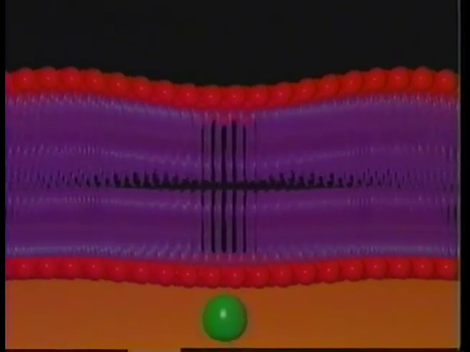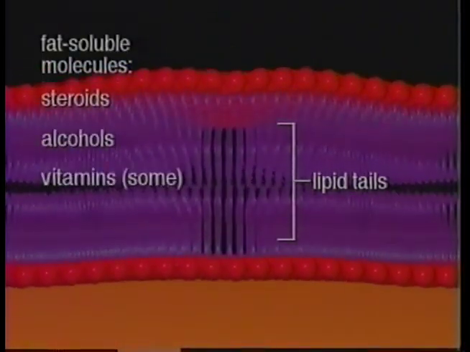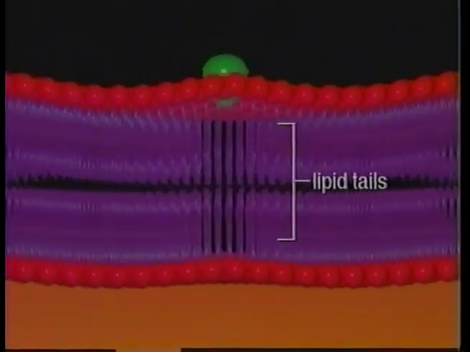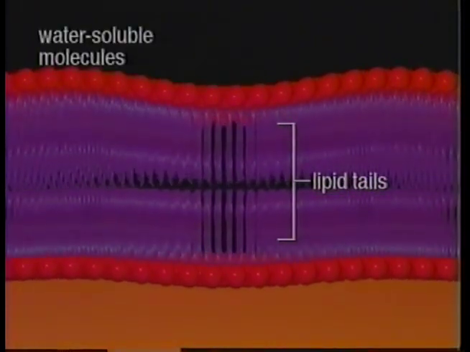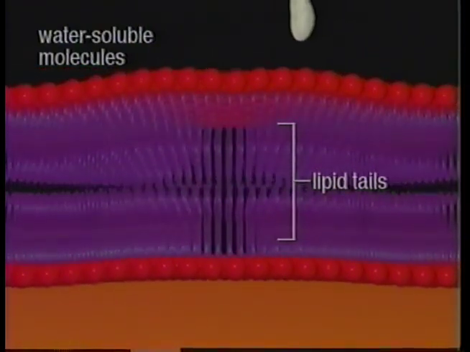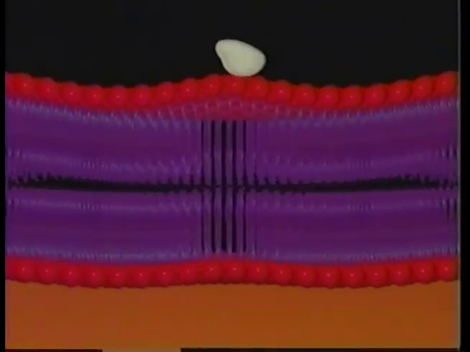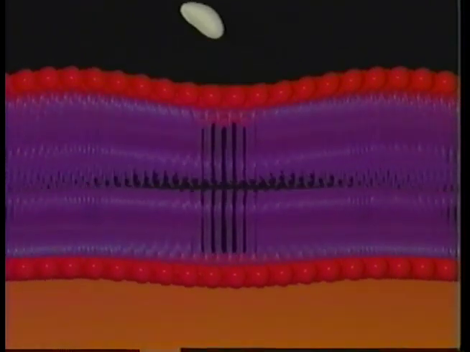Passage may be restricted by a molecule's size, shape, and/or electrical charge. For example, fat-soluble molecules such as steroids, alcohols, and some vitamins can dissolve in the lipid portion of the membrane, which is how they diffuse into and out of the cell. Water-soluble molecules, however, cannot pass through the hydrophobic middle portion of the phospholipid bilayer. Instead, they must diffuse through the membrane channels. Even then, only ions or very small molecules can fit through such channels.